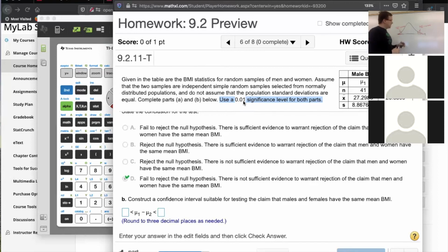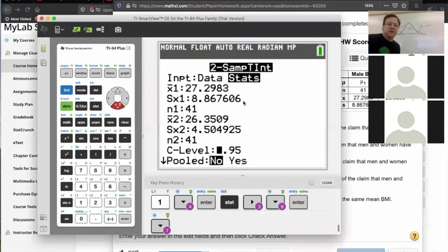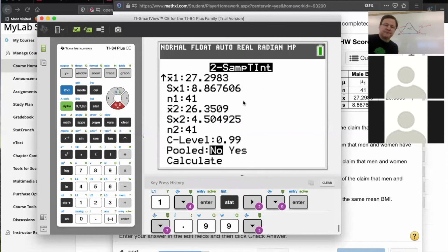You didn't need to know that, but the confidence level is the area of this part in the middle. If the area of the two tails together is 1%, what's the area of the middle part? 99. That's right. That's all you need to know. So when you get to this part right here, we're going to change that to be 0.99. You see that? We're going to say that's not pooled for the same reason. And we're ready to calculate.